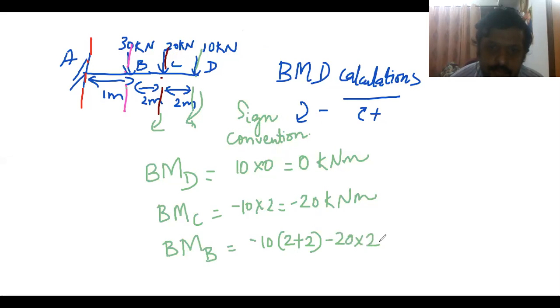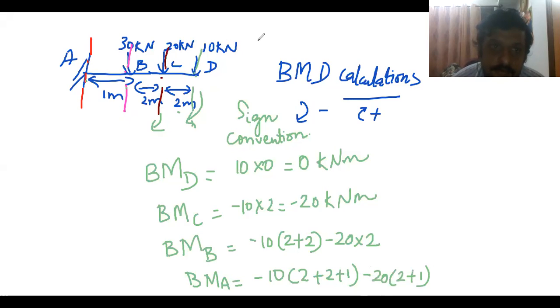Minus 20 into 2. Then bending moment at A will be minus 10 into, from here to here, 2 plus 2 plus 1. So 2 plus 2 plus 1. And with respect to the C, 20 into 2 plus 1. That is also minus sense. It is going like this. Minus 20 into 2 plus 1. And last one, 30 into 1. That is also going in what sense, friends? Clockwise. So clockwise, we already discussed, it will be negative. Minus 30 into 1, which will get added up.